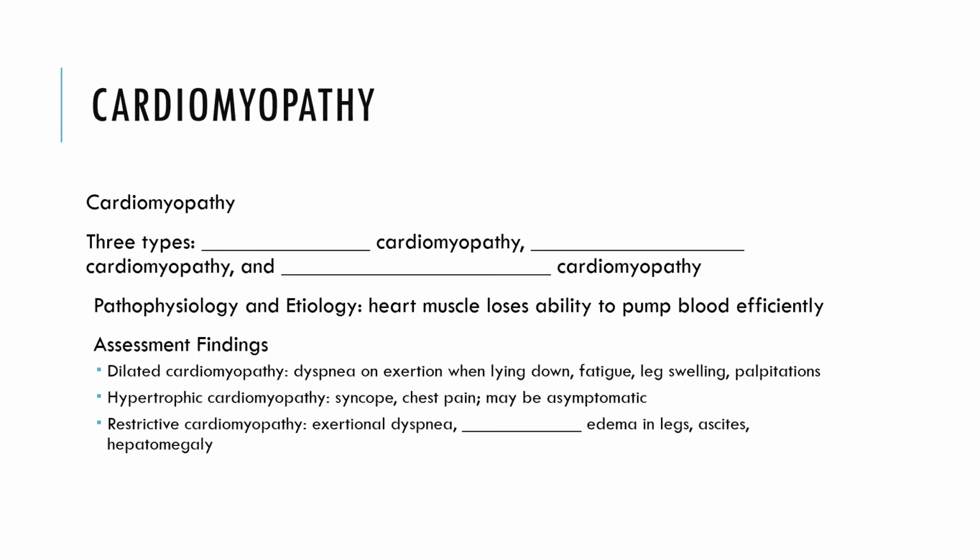There are three types of cardiomyopathy. You have dilated cardiomyopathy, hypertrophic cardiomyopathy, and restrictive cardiomyopathy. With dilated, it is an enlargement and dilation of all the four chambers. This is the most common type. So with dilated, it's an enlargement and dilation of all four chambers.